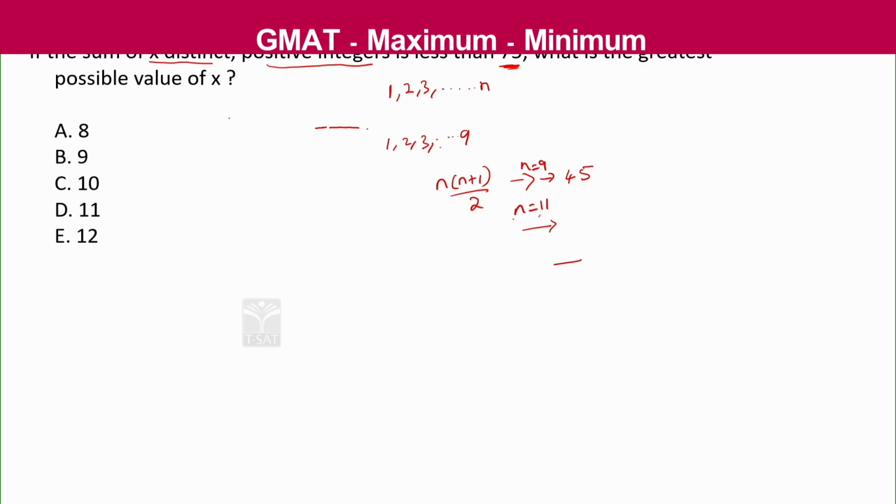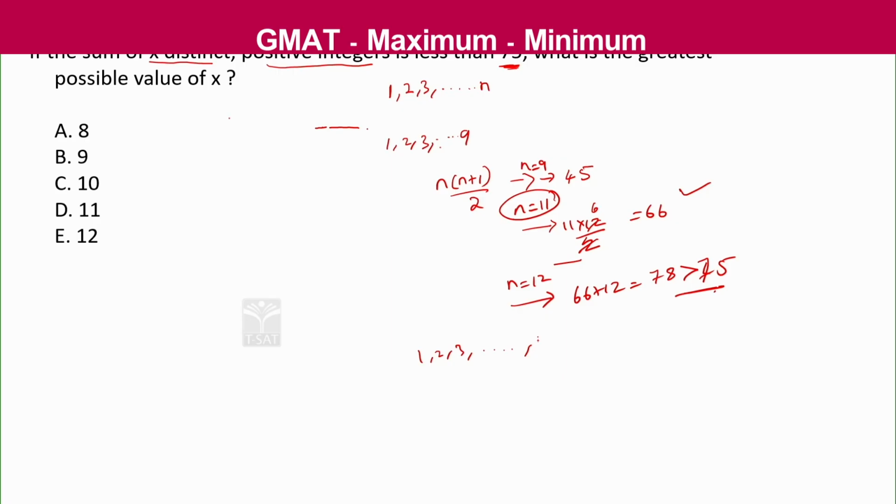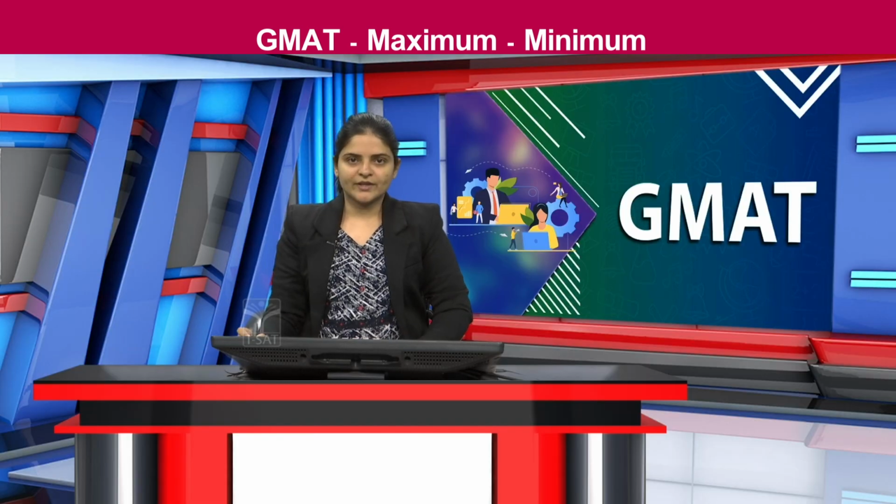If we take n equal to say 11, because this plus 10 will be 55, it is still less than 75. If n is equal to 11, it becomes 11 into 12 divided by 2, that is 6 times 11, that is equal to 66. If n becomes 12, you just add 12 to 66, it will become 78, which is greater than 75. You want the sum to be less than 75. So therefore, you will say that n is equal to 11. That means that 1, 2, 3, and so on, the sum up till 11 will be less than 75. The greatest possible value of x is 11. Let's look at the next question now.